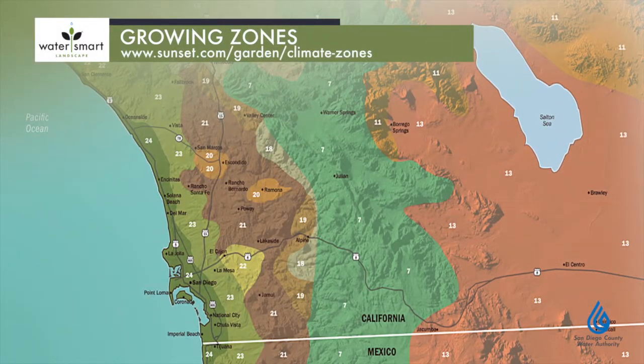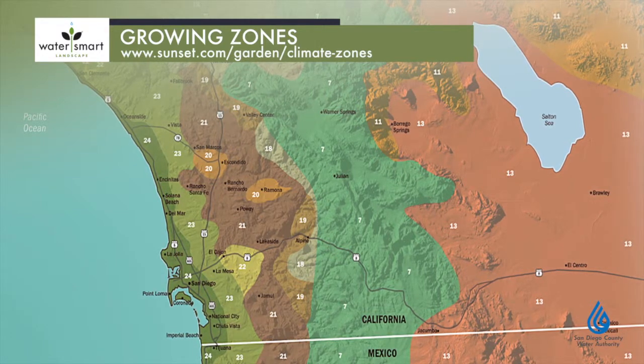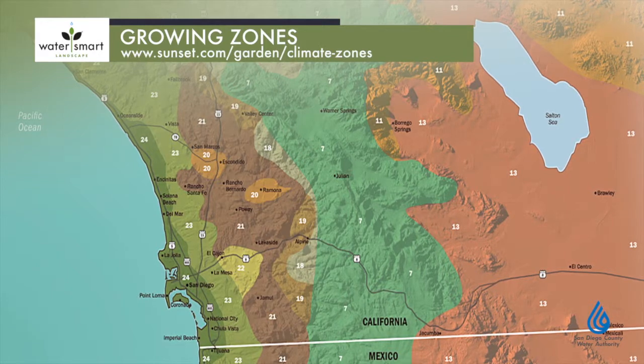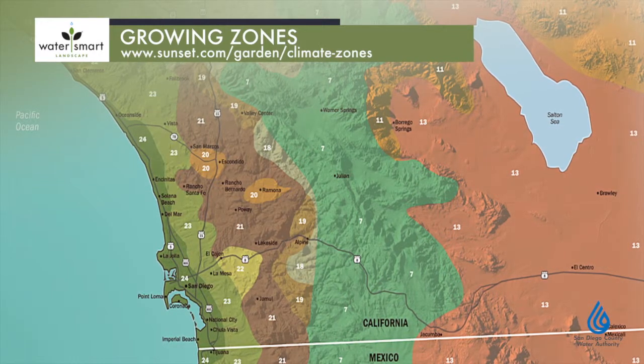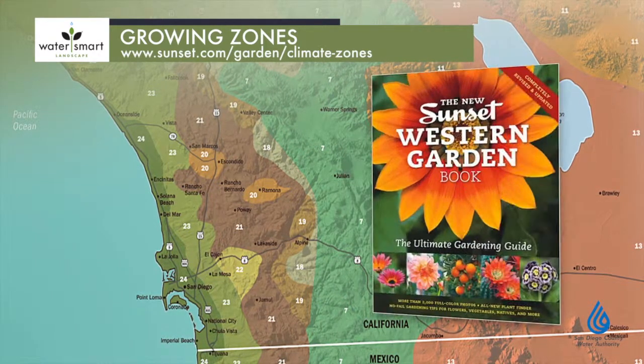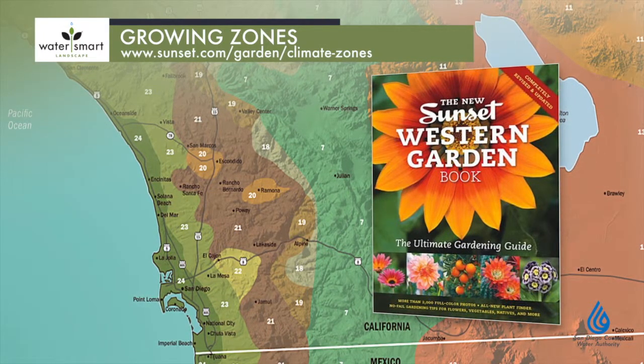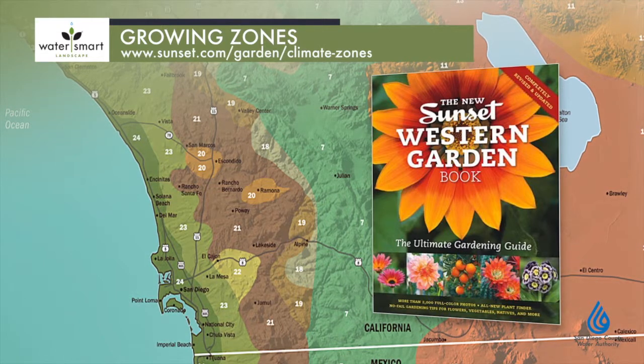Sunset Magazine has mapped San Diego County into zones by climate, temperature highs and lows for summer and winter, and the likelihood of frost. These zones are critical to knowing what plants will thrive and which you should avoid. The Sunset Western Garden Book is an invaluable resource for understanding your growing conditions.